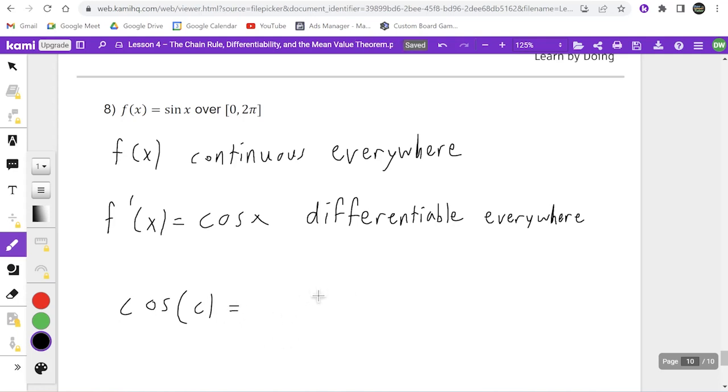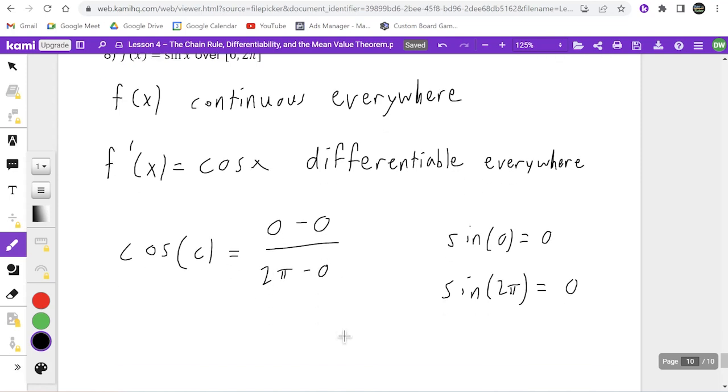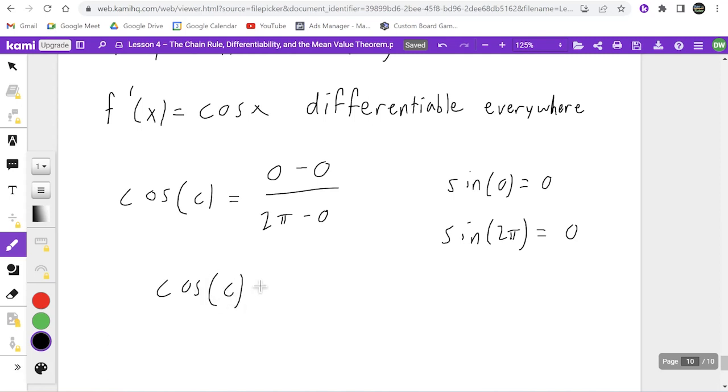This is where I plug into the original function. I have to say what's the sine of 0, and I know that's 0. And then I have to say what's the sine of 2 pi, which is harder, but I know it's still 0. And hopefully you know your unit circle. If not, then I'm just helping you right now, obviously. So the numerator will be the y values, 0 minus 0. The denominator is the x values, which is 2 pi minus 0. So it looks like the cosine of c is going to be 0 over 2 pi. That's still 0, because whenever you have 0 in the numerator and some number in the denominator, you're just going to get 0.